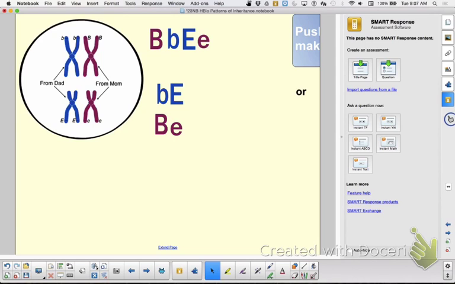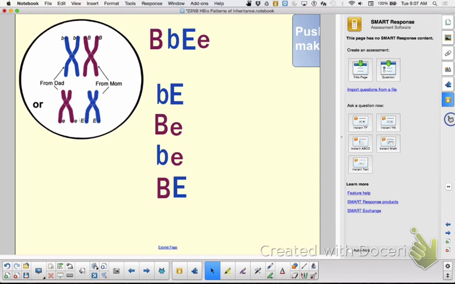But what if, due to independent assortment, they hadn't lined up like that? What if instead they had lined up like this? Then what kind of gametes could I have? I could have a little b and a little e, and I could have a big B and a big E. So depending on how they line up, I have four possible gametes. If they line up this way and this way, I have one type, and if it's this way and this way, I have a different type.